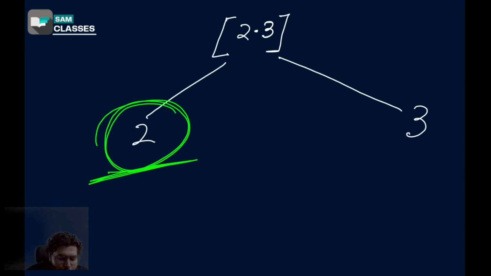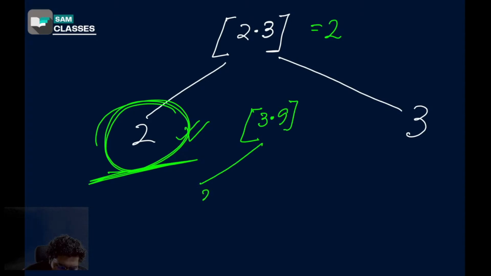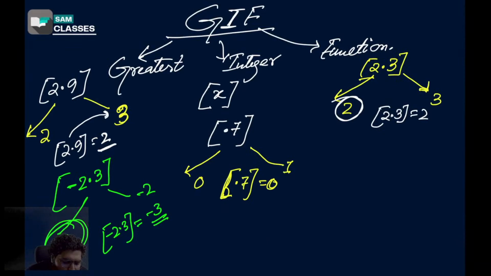Clear? So, box 2.3 will give you the answer as 2. Same way, if I have box 3.9, what will it give me? See, it is near to 3 and 4, but the lowest integer value, that will be 3. Clear? So though it is called the greatest integer function, it always takes the least integer value.